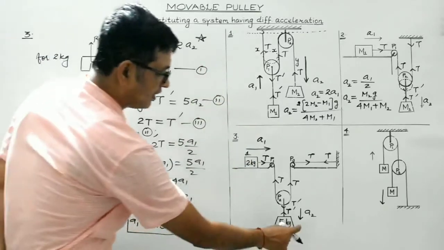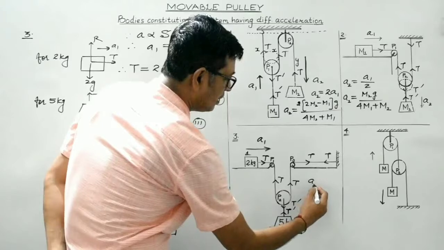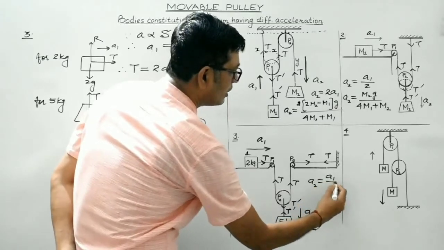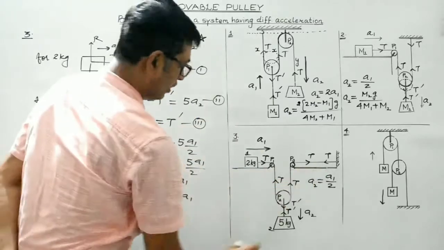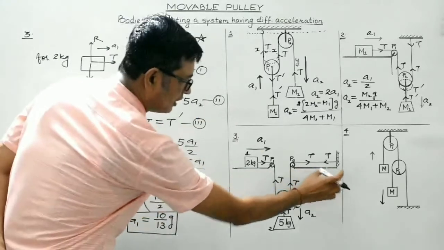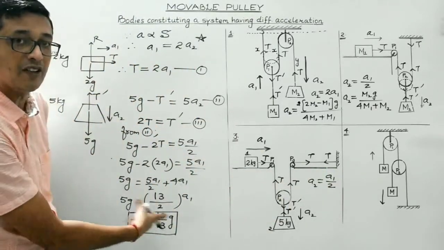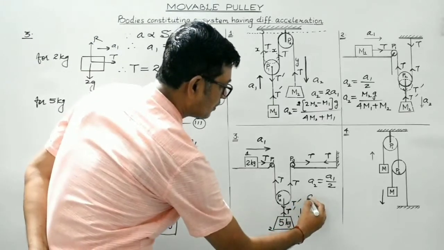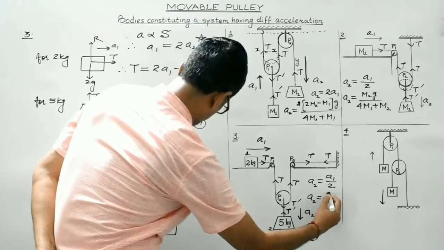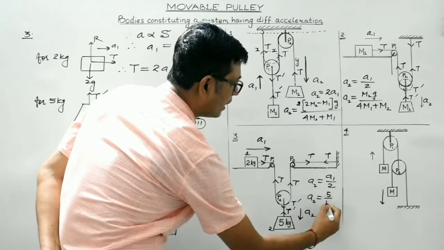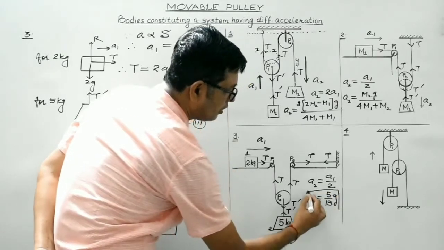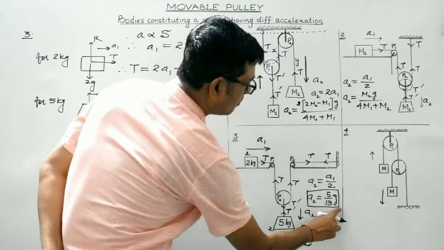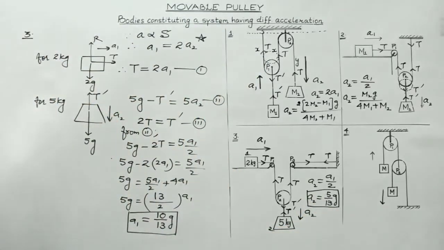So what about the acceleration of the body of mass 5 kg? A2 is equal to A1 by 2. A1 is equal to twice A2, or A2 equals A1 by 2. Substitute this value of A1 over here. So acceleration A2 would be half of this. So A2 would be equal to 5 by 13 g. So this will be the acceleration of the body of mass 5 kg.